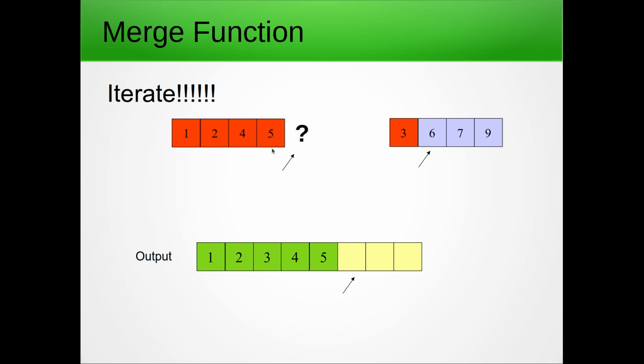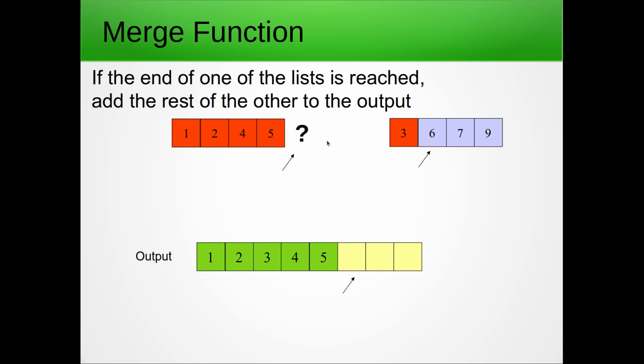So, I have reached the end of one of my sublists. If I do that, then I can just put the rest of the output. This was already sorted because I had a recursive call that ensured that, so I can just put all these elements here and I'm done.